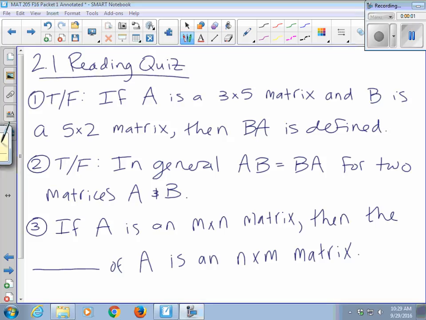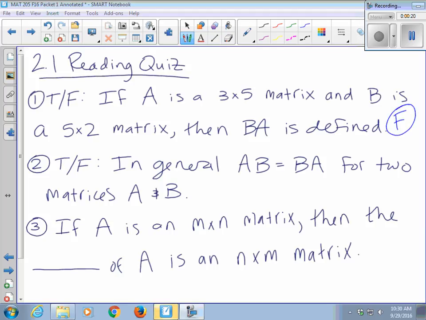If A is 3 by 5 and B is 5 by 2, then B times A is defined. False, because the inner dimensions have to match, but I switched the order. A times B could be defined because the 5s match, but when you switch it, the 2 and the 3 don't match, so this is false.